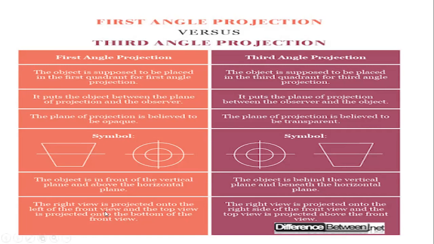The basic symbol which we will use for the first angle projection is shown on the screen, whereas in third angle we will use this. The next difference between first angle projection and third angle projection: in first angle projection, the right view is projected on the left of the front view and the top view is projected on the bottom of the front view, whereas in the third angle projection, the right view is projected onto the right side of the front view and the top view is projected above the front view.